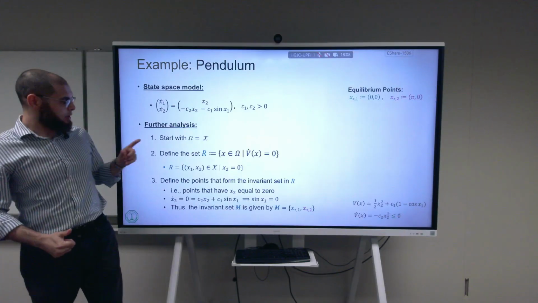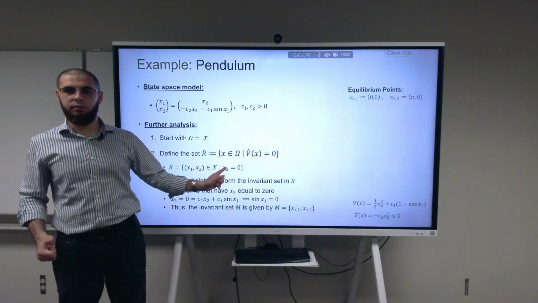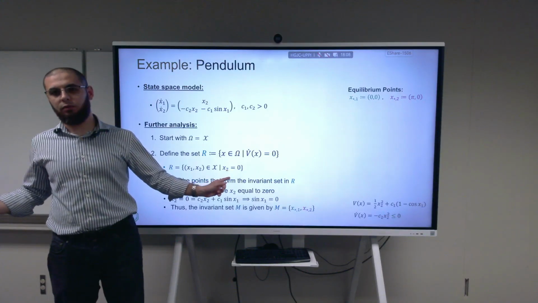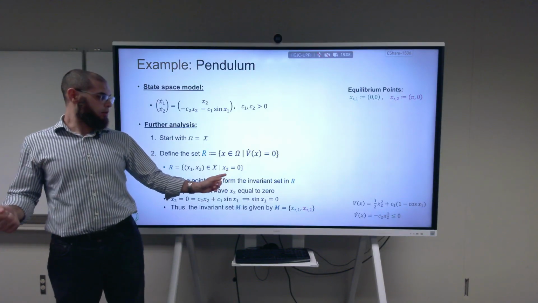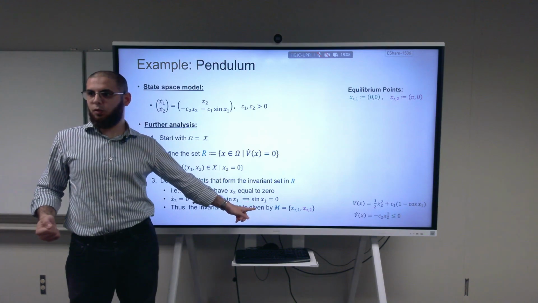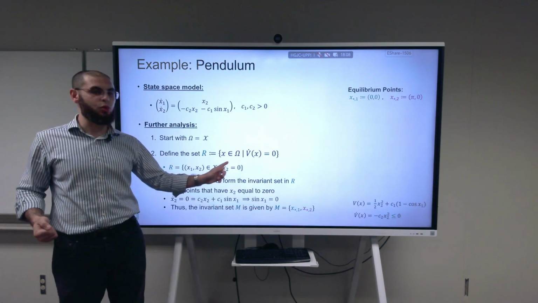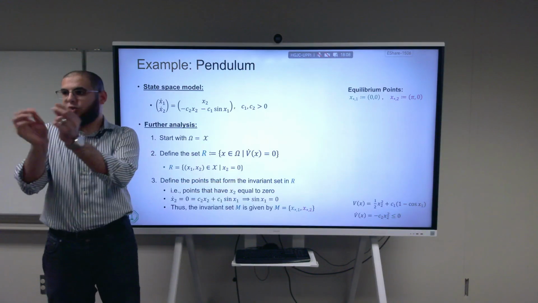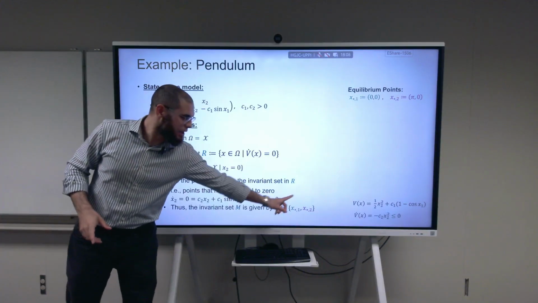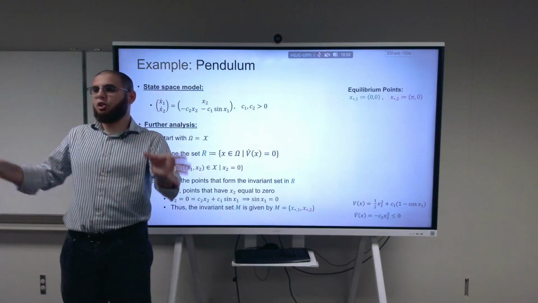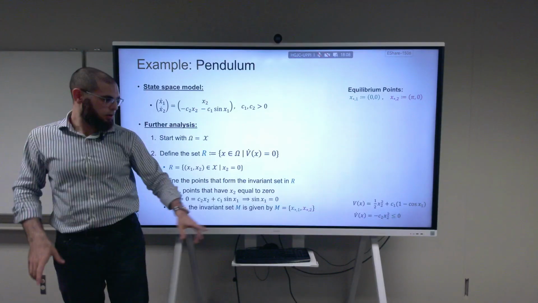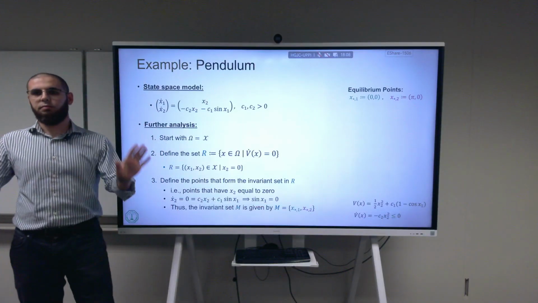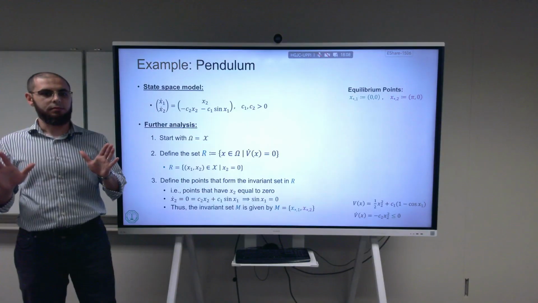The first one is x2 equal to 0 and x1 equal to 0, because that satisfies sine x1 equal to 0. And the other one is x2 equal to 0 and x1 equal to pi. Take these 2 equilibrium points and take the union of them, or in other words, just put them into one set. We call this M. Done. Is there another conclusion after this?